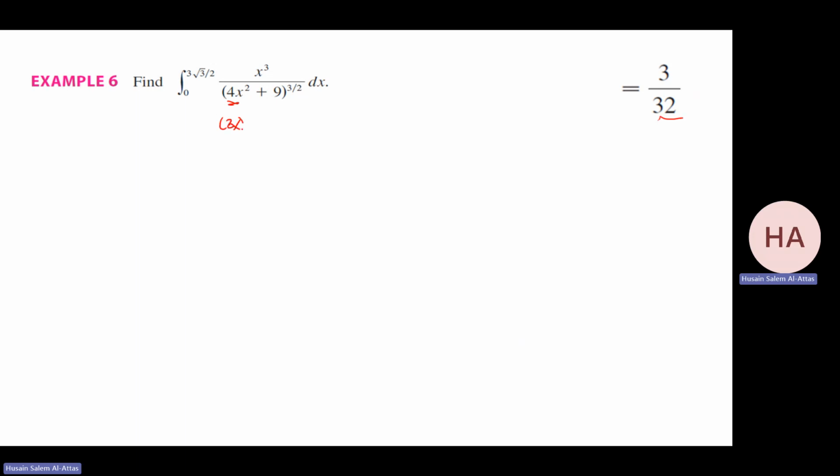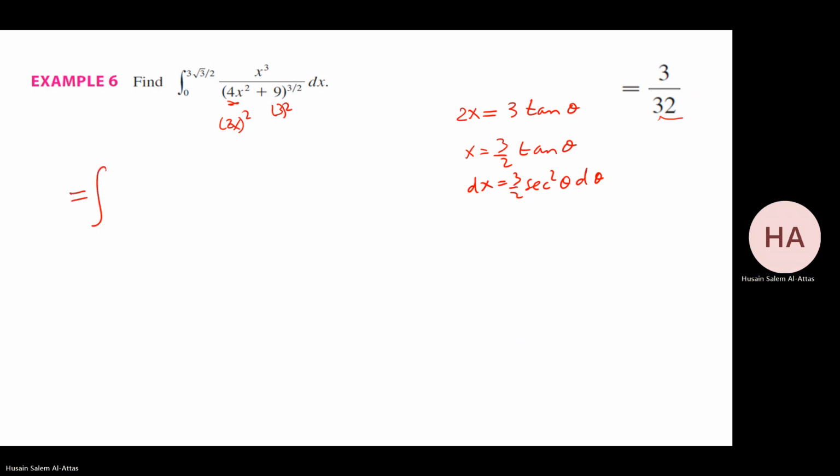That will be 2x all squared. This is 3 squared. So I need the sum. I need tan for sure. So I have 2x equal 3 tan theta. So I have 9 tan squared. That will kill everything. So x is 3 over 2 tan theta. So dx will be 3 over 2 secant squared theta d theta. Let me put the numbers.